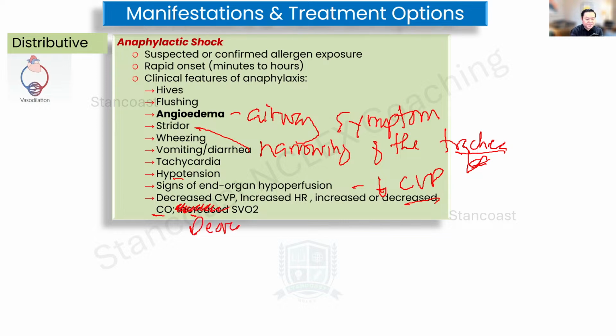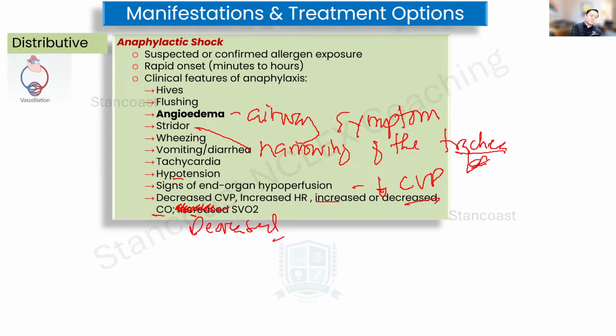That is decreased SVO2. So on top of the decreased central venous pressure and increased heart rate, there's also decreased or varied cardiac output. So this is going to be much more varied for the cardiac output because of the changes in the amount of the blood that is being pumped by the heart. Remember about the shifting of the fluid from the vascular compartment into the interstitial space. And so it will be varied.